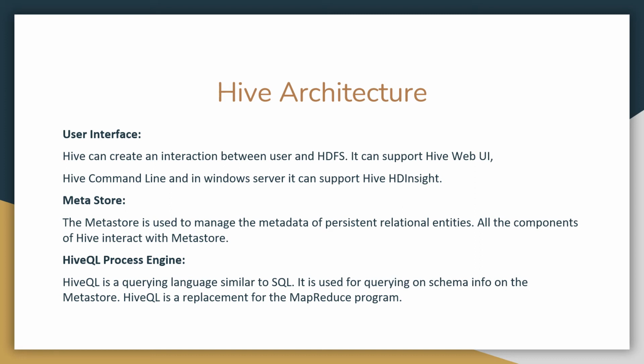The next component is HiveQL process engine. HiveQL is similar to SQL for querying on schema info on the Metastore. It is one of the replacements of the traditional approach of MapReduce program. Instead of writing a MapReduce program in Java, we can write a query for a MapReduce job and process it.